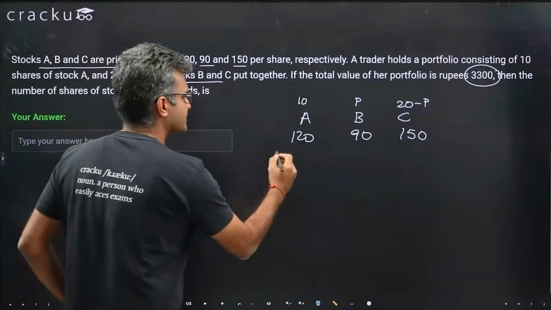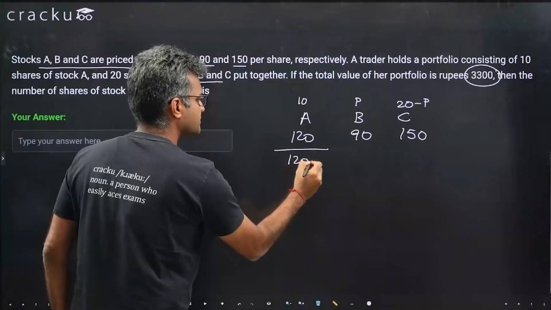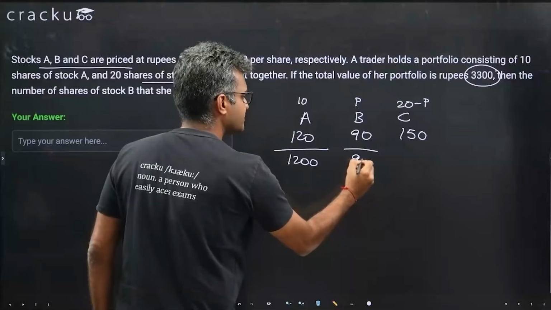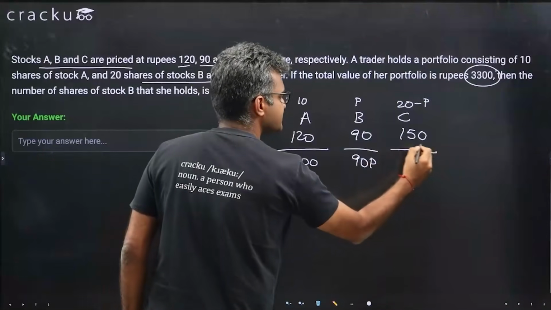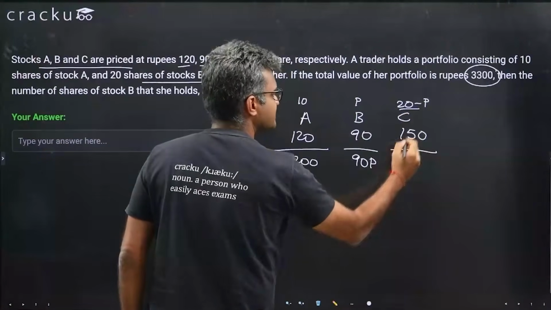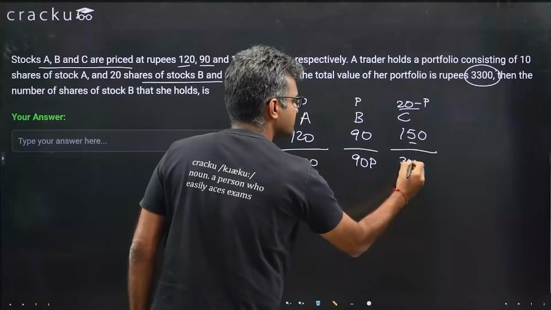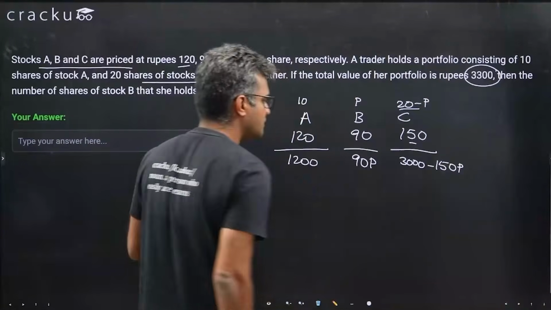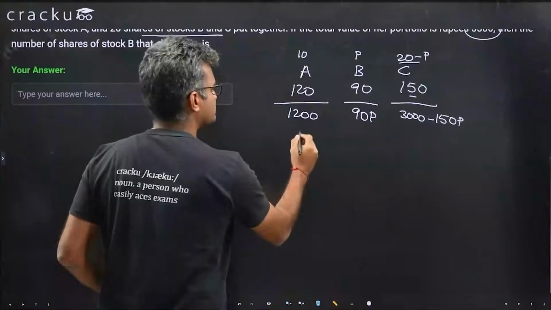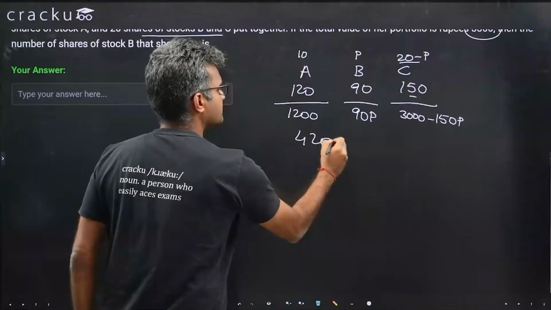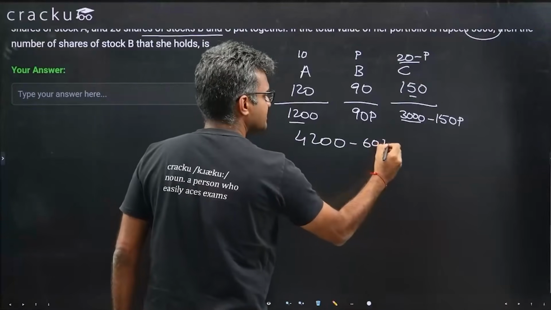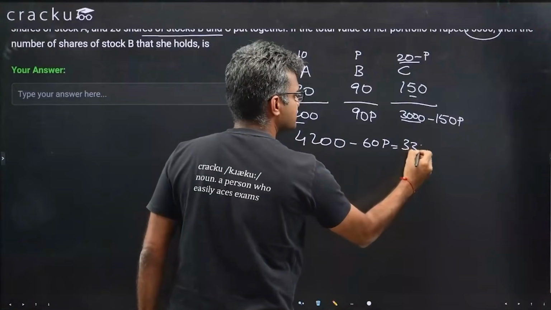That will be 120 into 10, which is 1200. Total of B will be 90 into P, which is 90P. And total of C is 150 into 20 minus P, which is 3000 minus 150P. What is the total? The total will be 4200, which is 1200 plus 3000 minus 60P. This we are told is 3300.